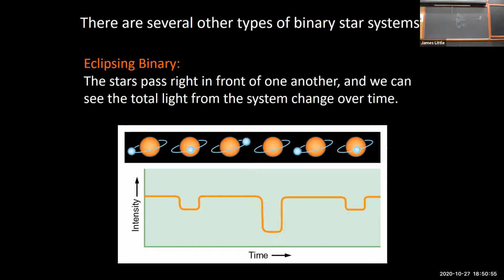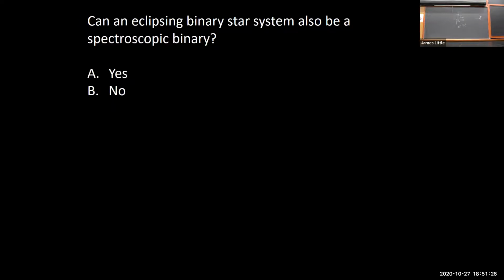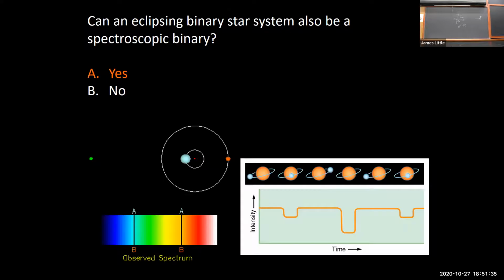When a star gets in the way of the light from the other star, we see the light signature dip. Star goes on the far side, we see the light signature dip again. We only can detect eclipsing binaries if the system is set up in such a way that we're looking at it edge on. Like this, stars have to physically get in each other's way from the point of view of Earth for us to use this technique. Can an eclipsing binary system also be a spectroscopic binary? Pause, think. The answer is yes, why not?